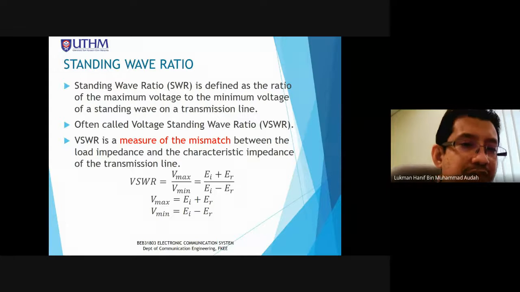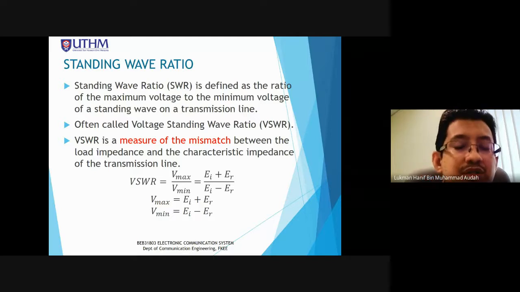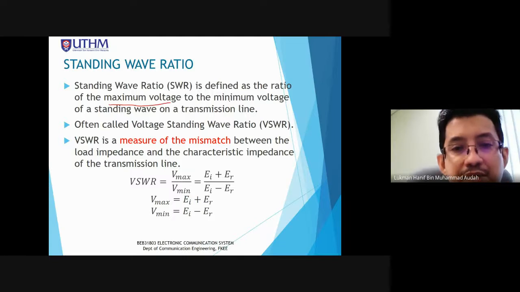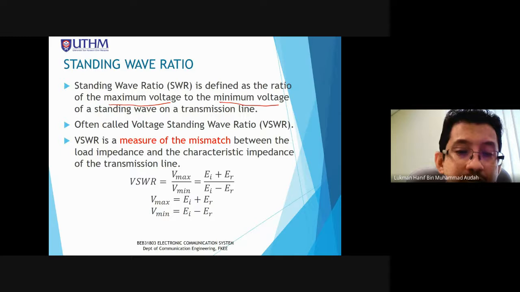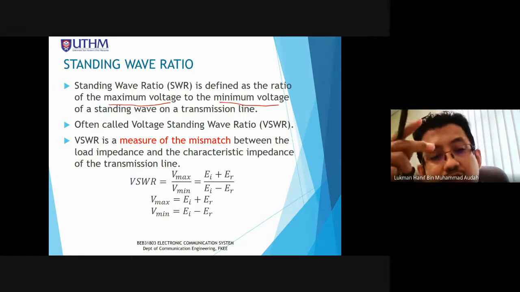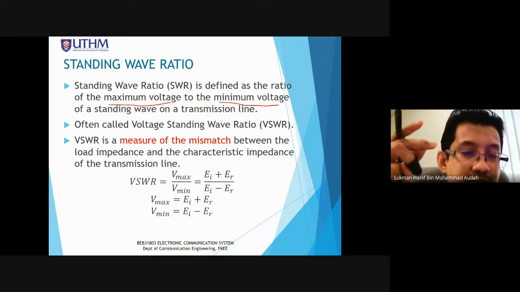Okay, standing wave ratio. Standing wave ratio is defined as the ratio of the maximum voltage to the minimum voltage. Nampak, maximum dan juga minimum. Ini yang kita nak kira lah. Tadi kita dah lihat maximum dan juga minimum. So apakah nilai maksimum dan juga apakah nilai minimum? Kedua-dua ini menunjukkan ratio of standing wave ratio as VSWR.